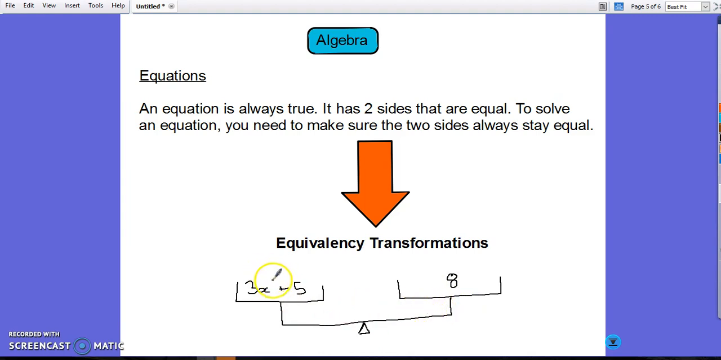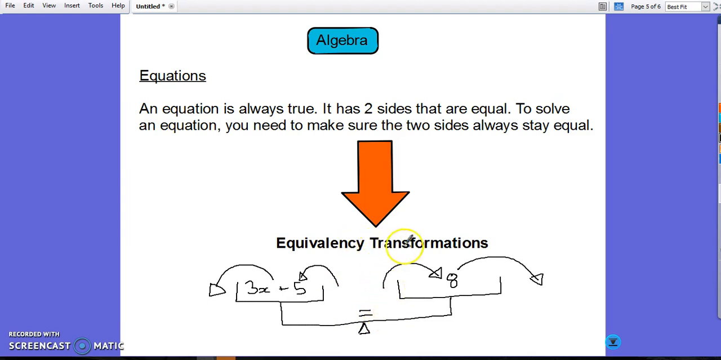So, for example, if you take things away from this side, so you remove things from the scales, you have to remove exactly the same from this side so that it stays balanced about the equal sign. The equal sign is the kind of balance that you have. Similarly, if you put things on your scales, then you have to add exactly the same amount to both sides so that they stay equal. And it's all about keeping things equal. A transformation is not an equivalency transformation if it doesn't keep everything in balance.